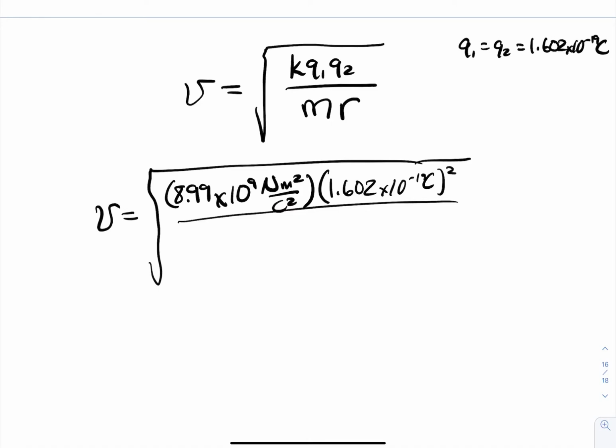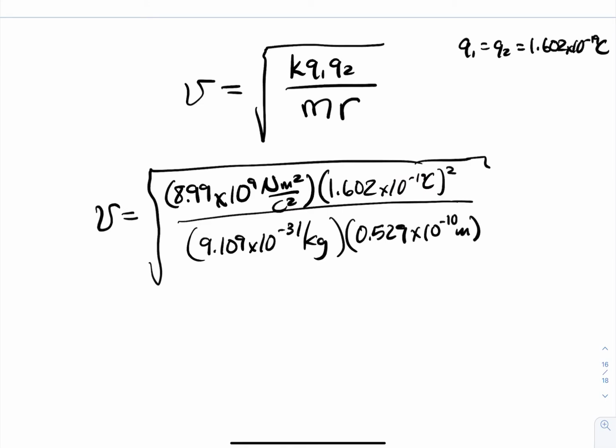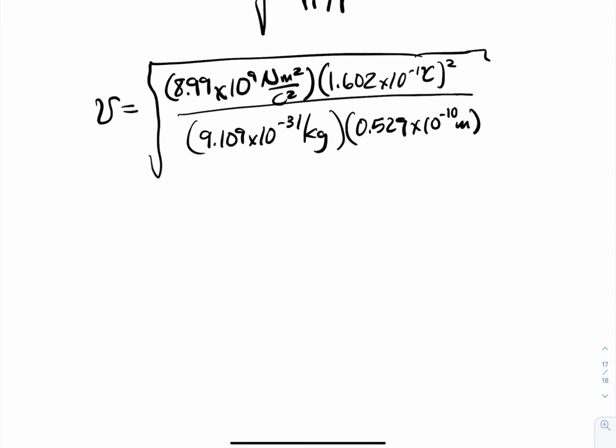The mass of the electron is 9.109 times 10 to the negative 31 kilogram. And we're going to multiply by the Bohr radius, which was 0.529 times 10 to the negative 10 meter. And so you'll definitely want to practice plugging this into your calculator. A lot of students make calculator errors in this class.